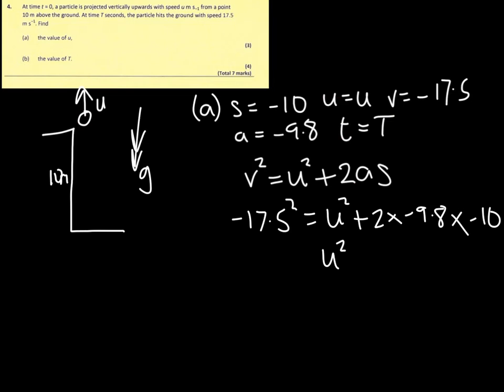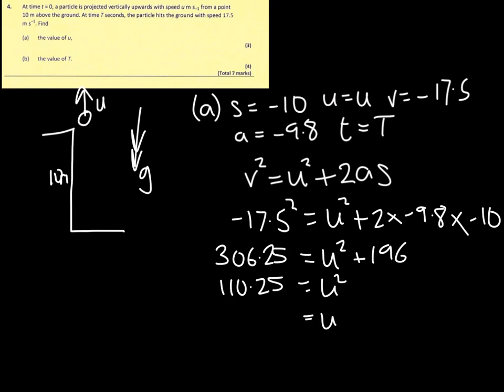So you're going to get u squared plus 196, two negatives make a positive. Minus 17.5 squared will get us 306.25. So u squared equals 110.25, sorry. So that means that u equals 10.5 meters per second. We did take the square root there, so this technically could be positive or negative. But remember we were told it's projected vertically upwards, so we take the positive. Alright, part 1 done.